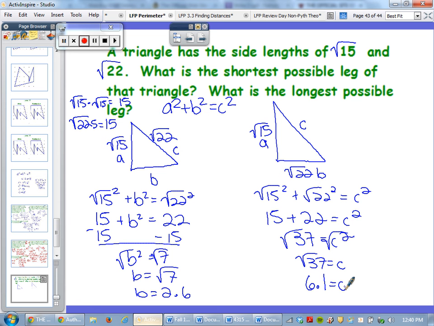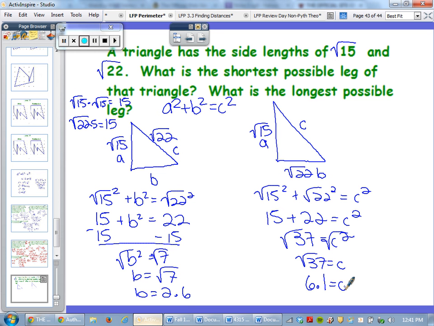Okay, again, look at this problem. A lot of times you're going to say, well, Mr. Zitzer, 6.1 is not bigger than 15 and 22. You're right, 6.1 is not bigger than 15 and 22. But our side lengths aren't 15 and 22. Our side lengths are the square root of 15, which is less than 4, it's 3.87, and the square root of 22, which is less than 5, more approximately 4.69. So 6.1 is still bigger than both of those. Also, if we just look at them in square root form, the square root of 37 is bigger than the square root of 22 and the square root of 15.